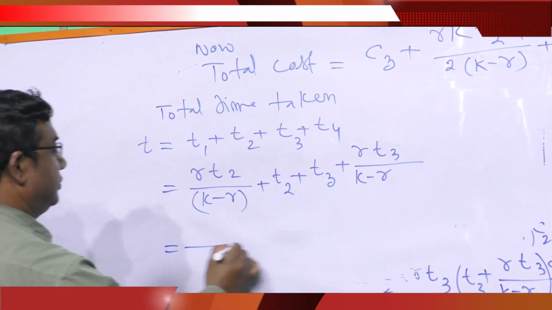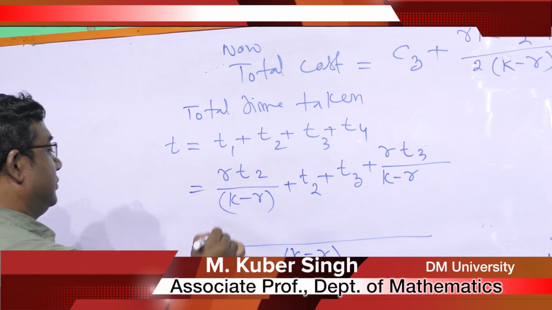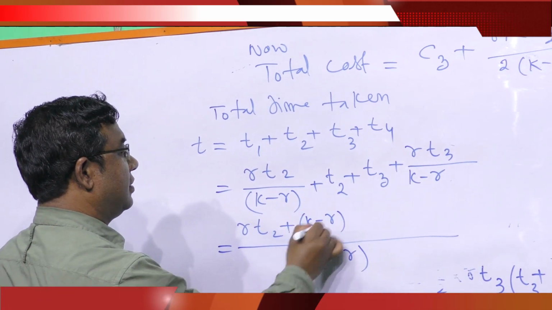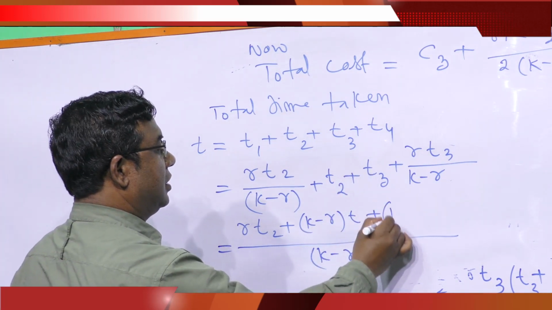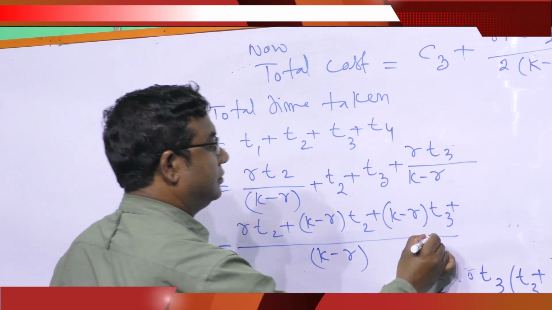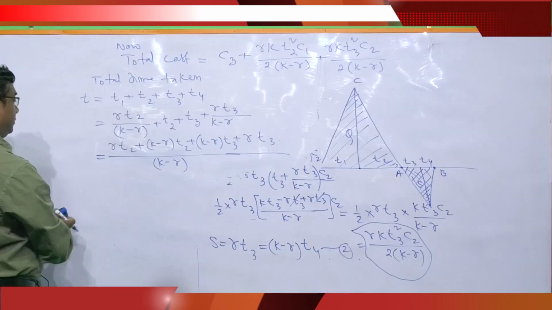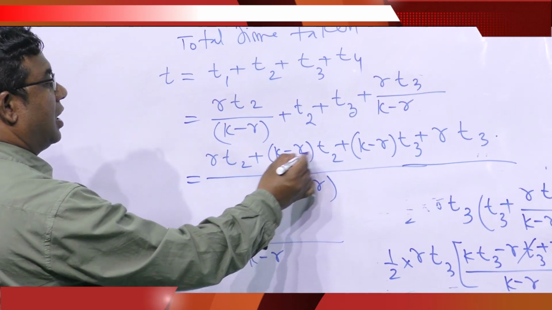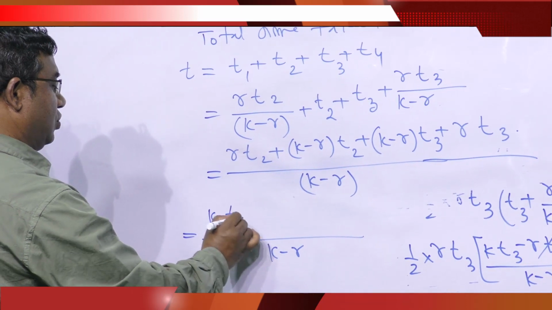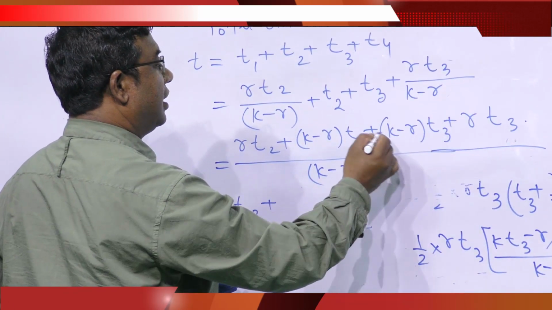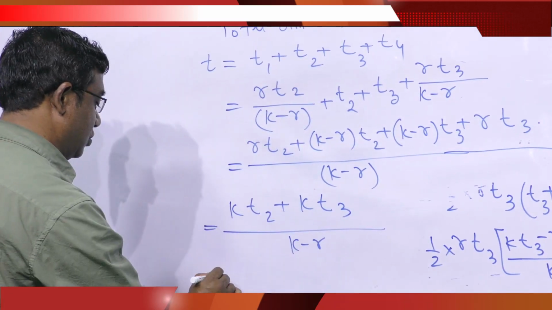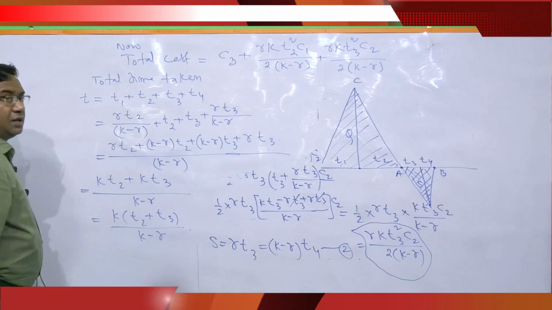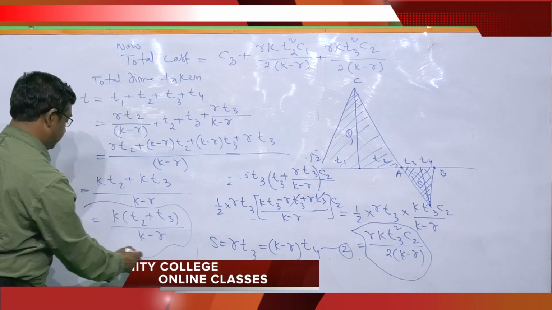This is equal to K minus R T2, K minus R T2, K minus R T3, R T3. This is equal to, R T2 we can cancel, so K T2, then R T3 we can cancel, K T3. This is equal to K (T2 plus T3) by (K minus R). This is the total time taken.